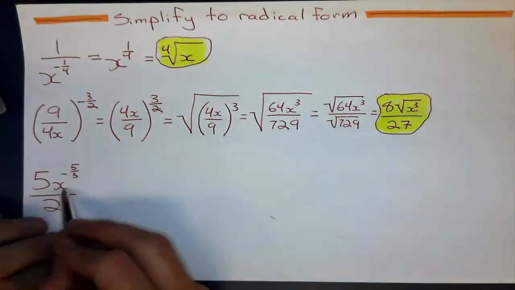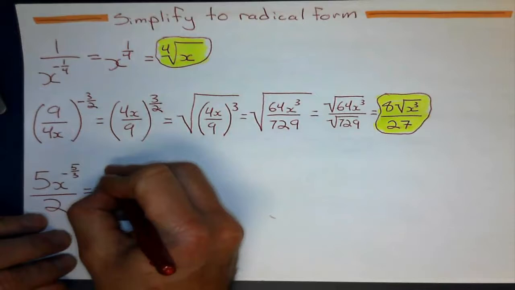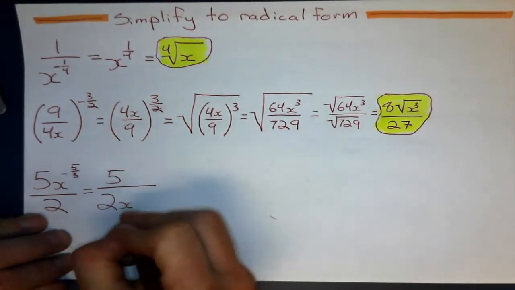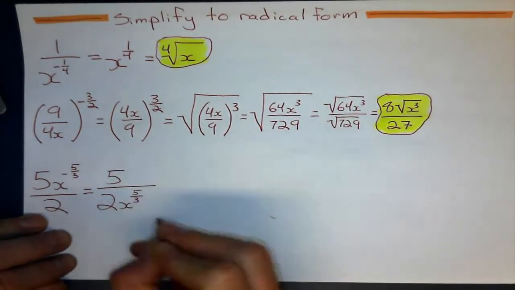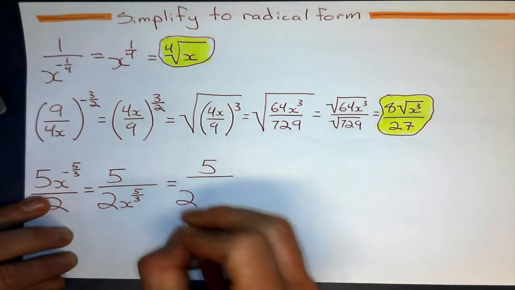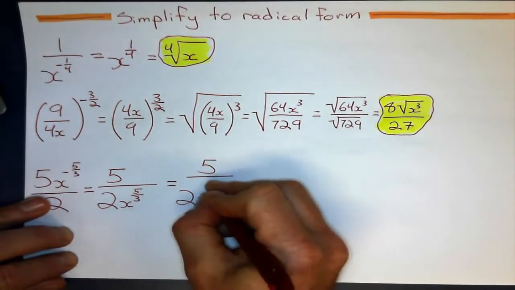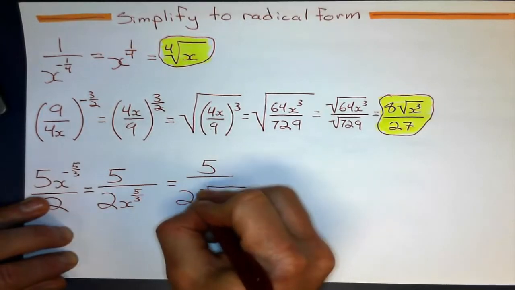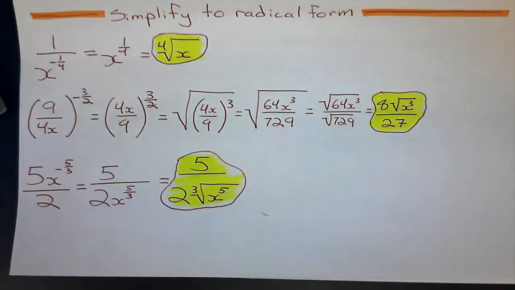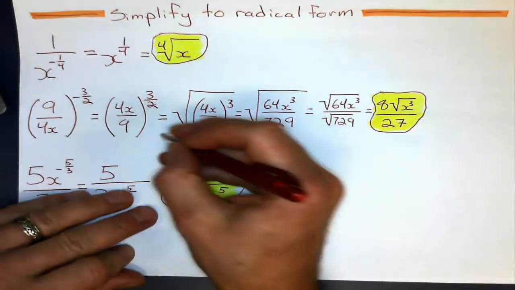Next one, 5x to the negative 5/3. What does negative 5/3 mean? It means it's going to go on the bottom to the positive power, 5 over x to the positive 5/3. Now 5 doesn't change. Let's write that in radical form. That's going to be 5 over the third root of x, to the power of 5. All three of those are in radical form.